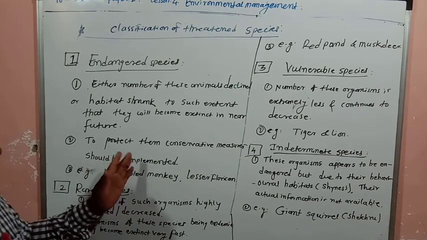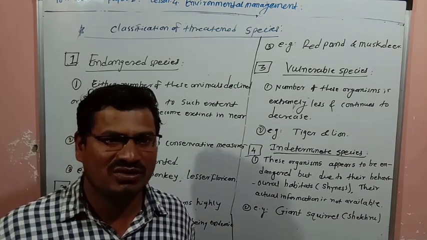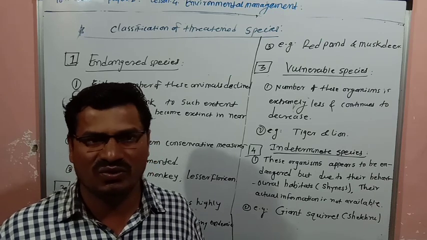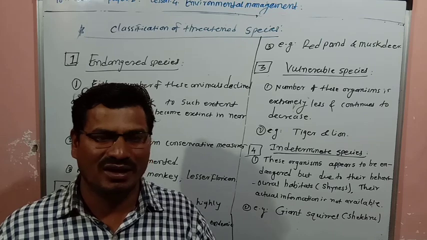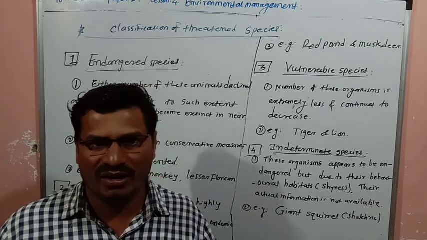So to protect them, conservative measures should be implemented. To conserve or protect these animals, we have to take conservative protective measures. We have to do afforestation, that means we have to increase the forest. You have to increase the habitat.